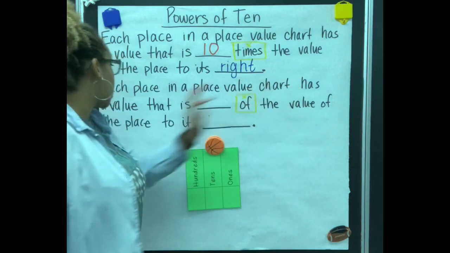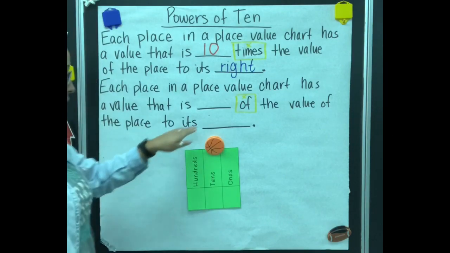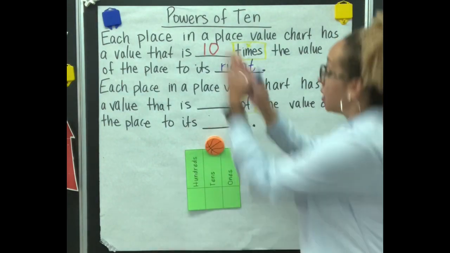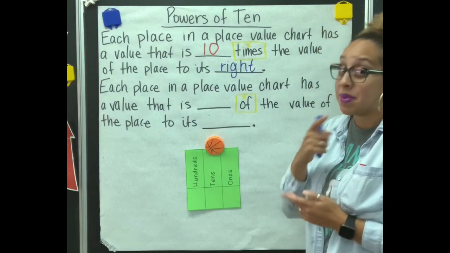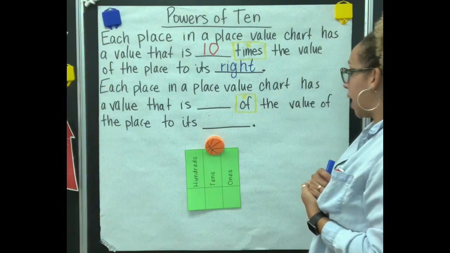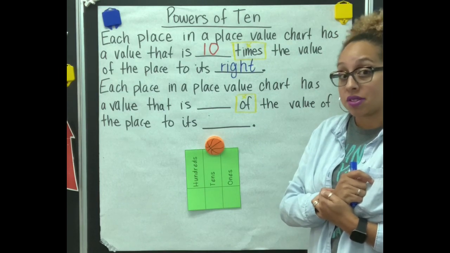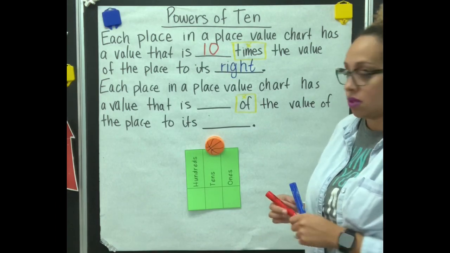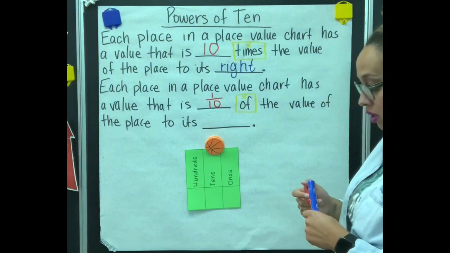Each place in a place value chart has a value that is blank of the value of the place to its blank. Well, what we already did up here, we should be thinking about. Are we going to use 10? Does that make sense? Each place in a place value chart has a value that is 10 of the value of the place to its blank. No, it doesn't. So if we have a whole number up here, we're probably going to have the what down here? A fraction. And we're going to say 1/10 because we're only talking directly next to it.